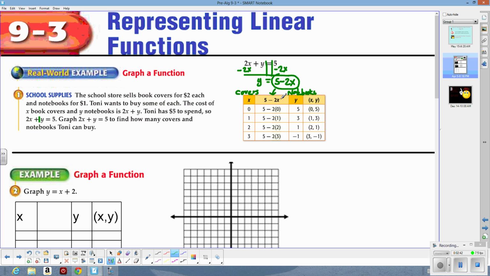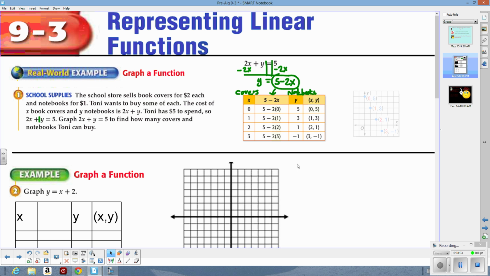Plug in 2. 2 times 2 is 4. 5 minus 4 is 1, so the ordered pair is 2, 1. Now if you buy 3 covers, it's 5 minus 2 times 3. 2 times 3 is 6. 5 minus 6 is negative 1. So the ordered pair would be 3, negative 1.